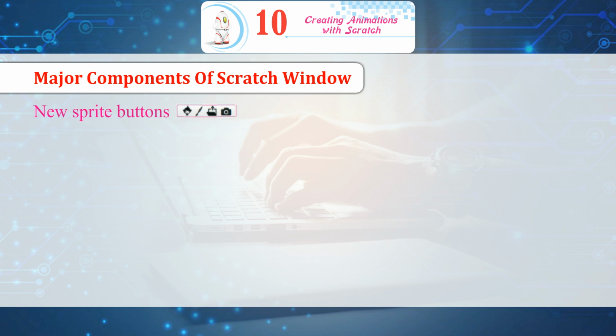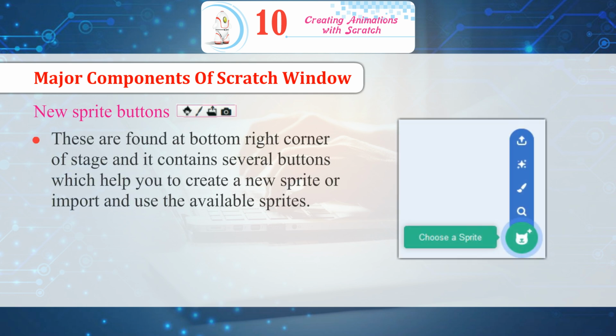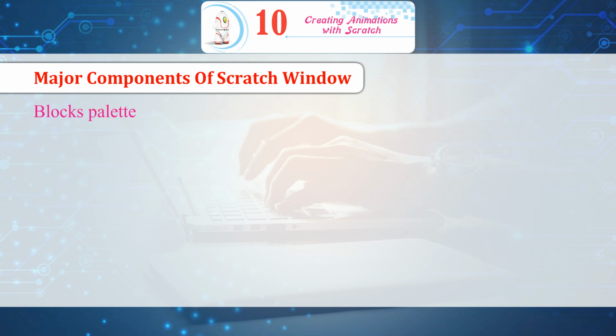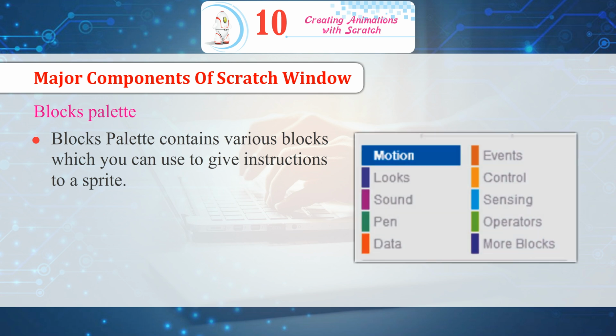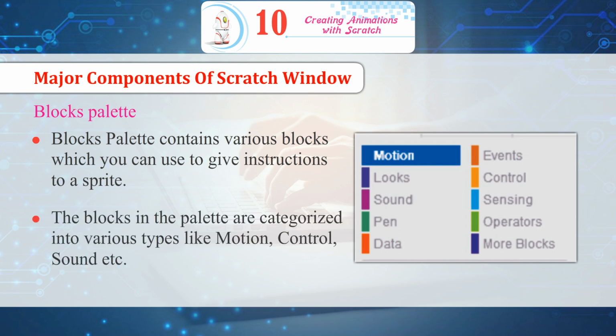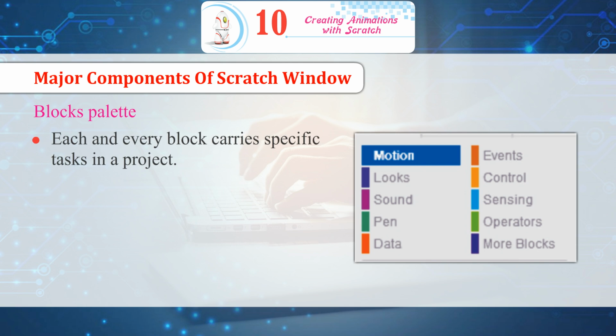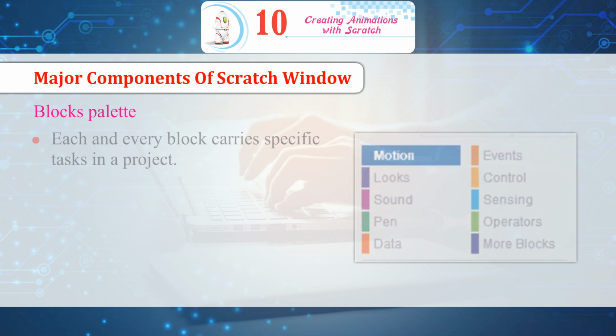New sprite buttons. These are found at bottom right corner of stage and it contains several buttons which help you to create a new sprite or import and use the available sprites. Blocks palette. Blocks palette contains various blocks which you can use to give instructions to a sprite. The blocks in the palette are categorized into various types like motion, control, sound, etc. Each and every block carries specific tasks in a project.